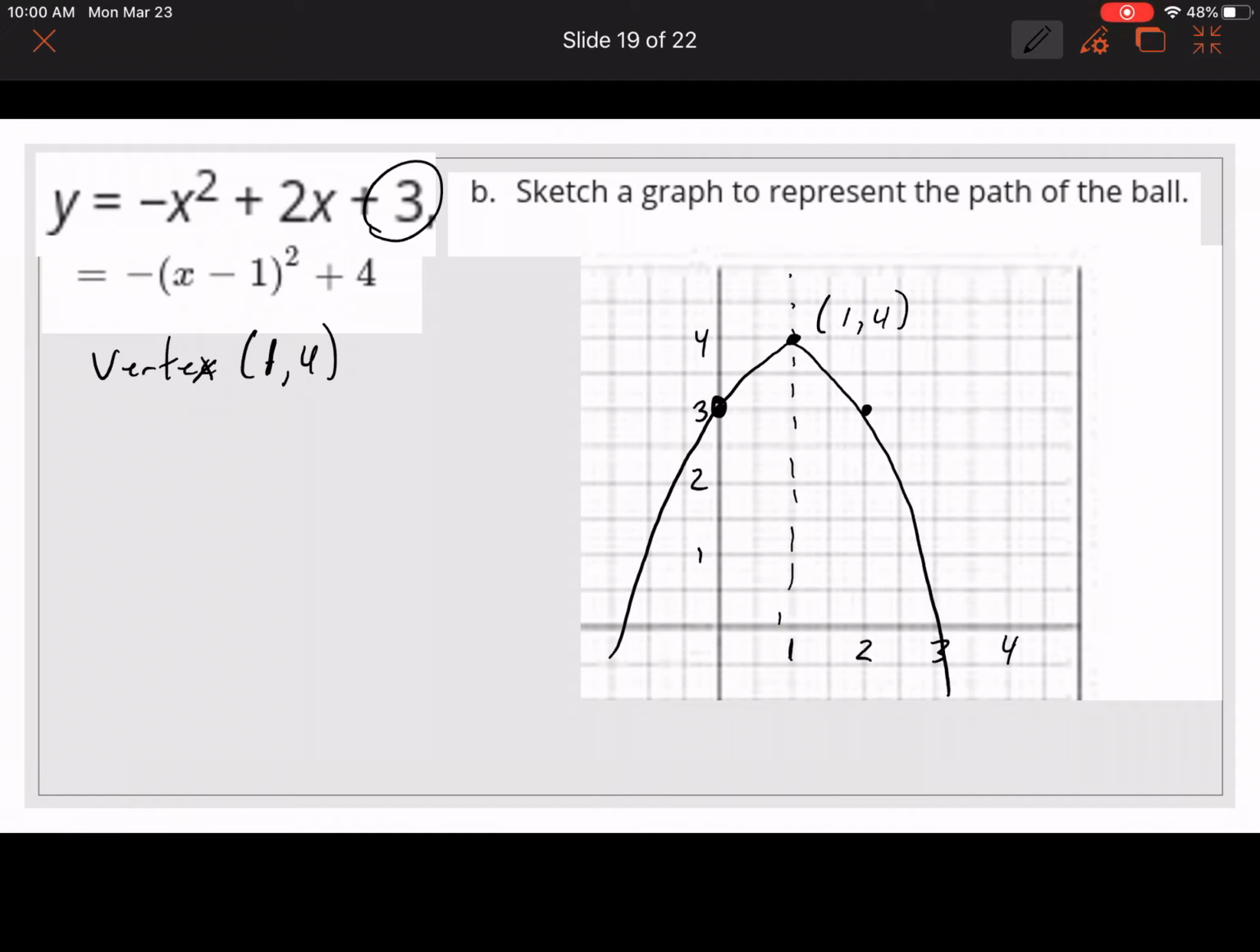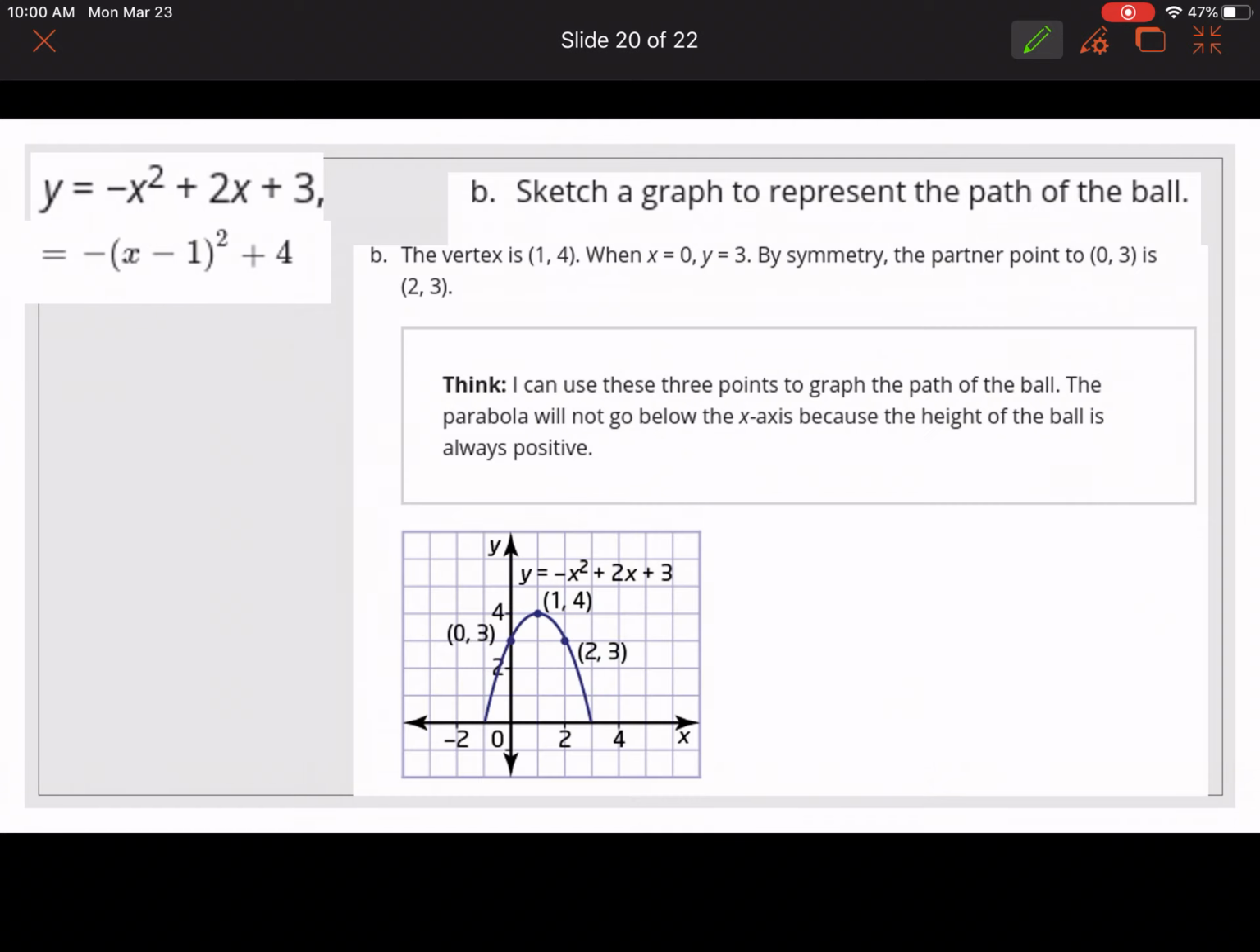So really we'd be standing up here on a fence, we threw the ball, it got higher and then it got lower, and that's the path of our ball represented in our vertex. All right, I gotta get ready for our class. So again, pause, read through how they've done it.